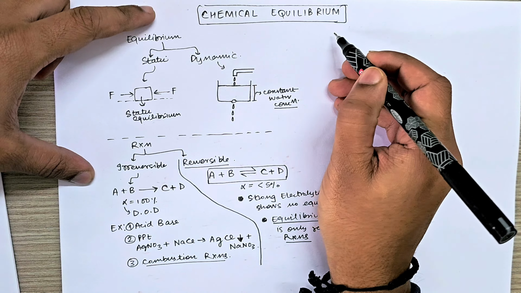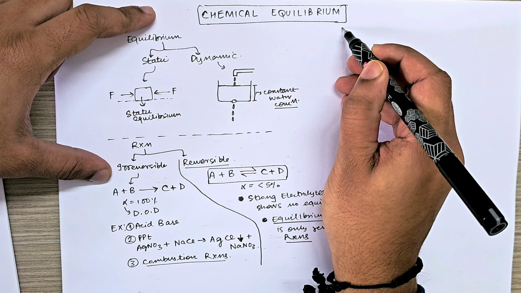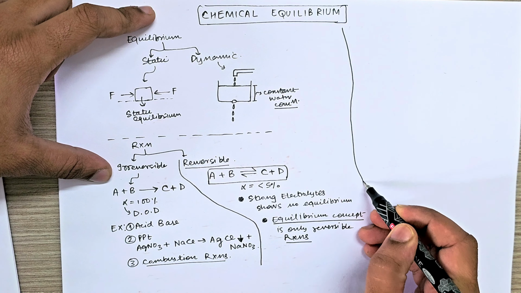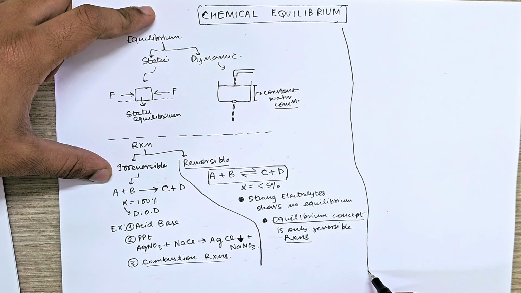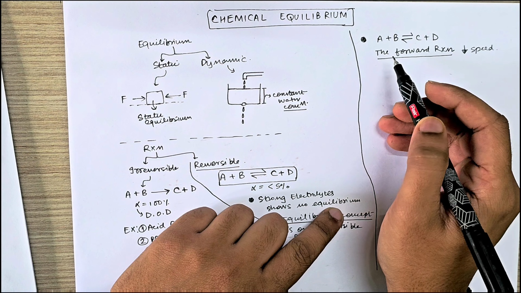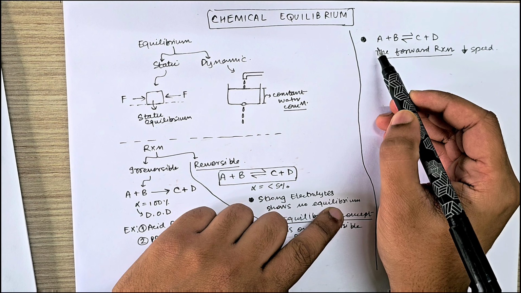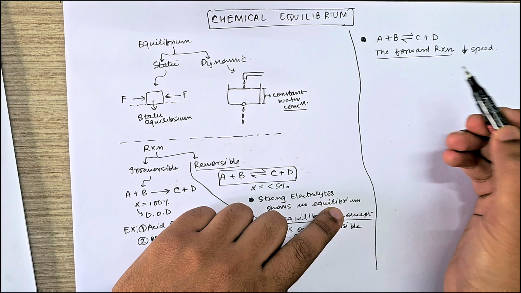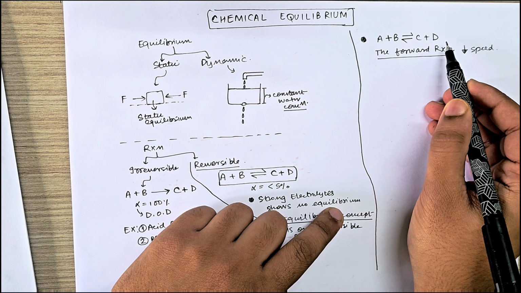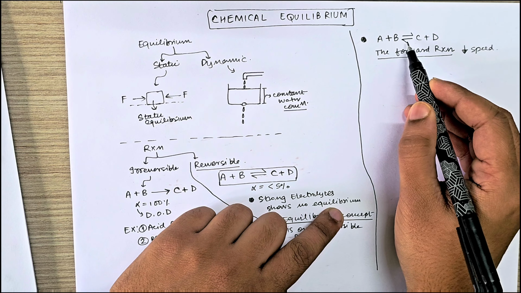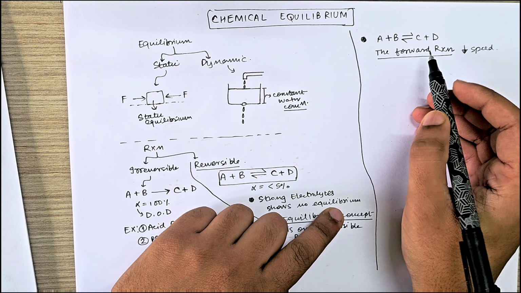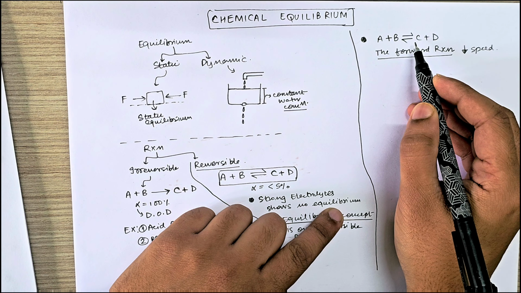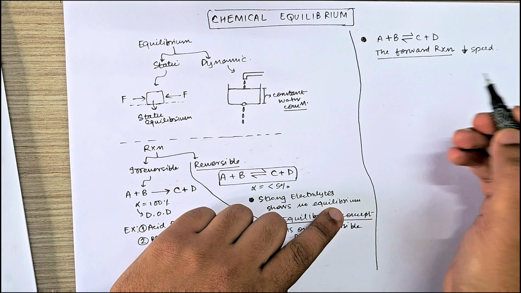Let us talk about equilibrium in detail. So here I am drawing a partition so you can understand it clearly. Let us start about equilibrium, and we will discuss how equilibrium is affected. So here you can see a reaction A plus B and C plus D, and it is having a reversible sign, and of course due to the reversible sign it is having equilibrium at some point.